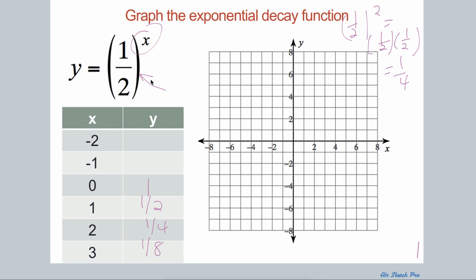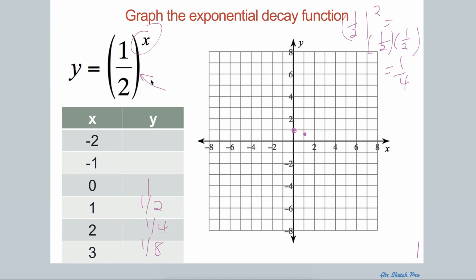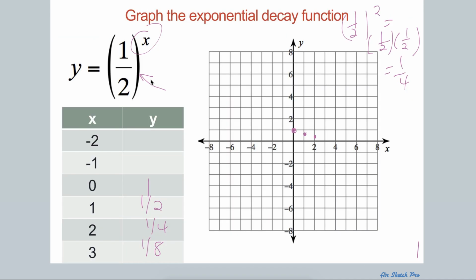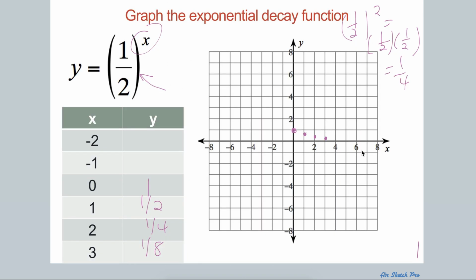So let's start to now plot these points. So (0, 1) would be here. (1, 1/2) would be here. (2, 1/4) would be here. And then (3, 1/8). So as you notice, we're getting closer and closer to 0.